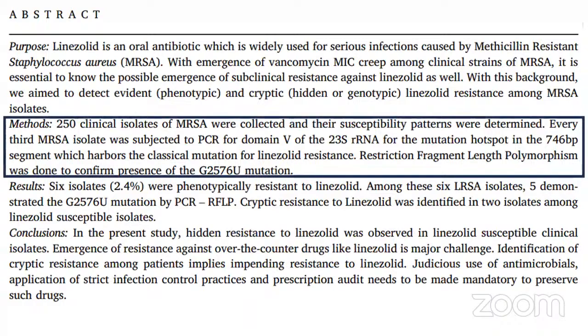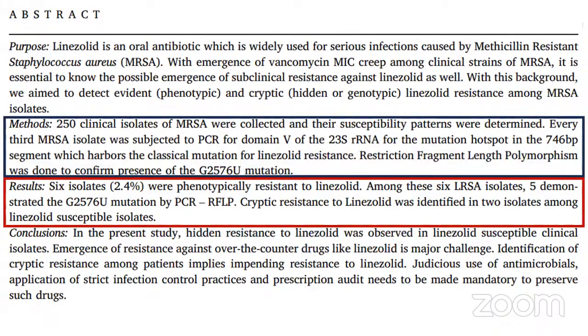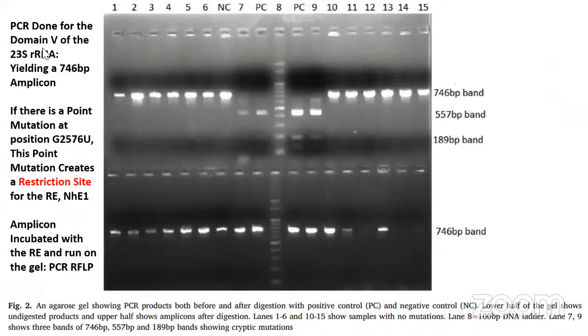When we did this particular study, we found at least 2 isolates of MRSA which were linezolid susceptible, but they did contain the hidden or cryptic resistance. If you see over here, PCR was done for domain 5 of the 23S rRNA that yielded a 746 base pair amplicon. Now this particular single point mutation creates a restriction site. That means it is active for the restriction endonuclease NheI, which cuts the amplicon at that particular point and splits it into two separate bands of 557 base pair and 189 base pair.